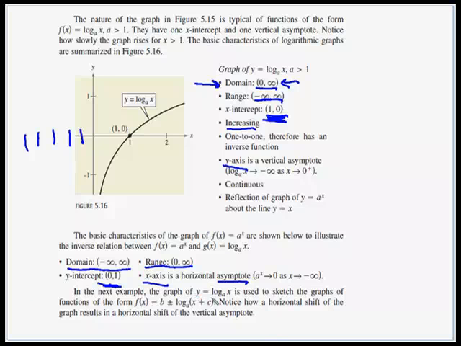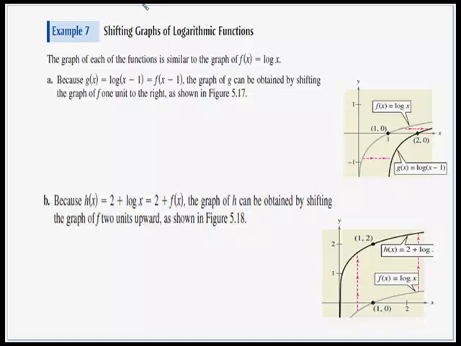In the next example, the graph y equals log base a of x is used to sketch the graphs of the functions in the form of some number b plus or minus log base a of x plus or minus some other number c. Notice how a horizontal shift of the graph results in a horizontal shift of the vertical asymptote. So in example 7, the graph of each function is similar to the graph of log of x. So what do we have here in the first one? g of x equals log of, and now it's not just x, it's the quantity x minus 1.